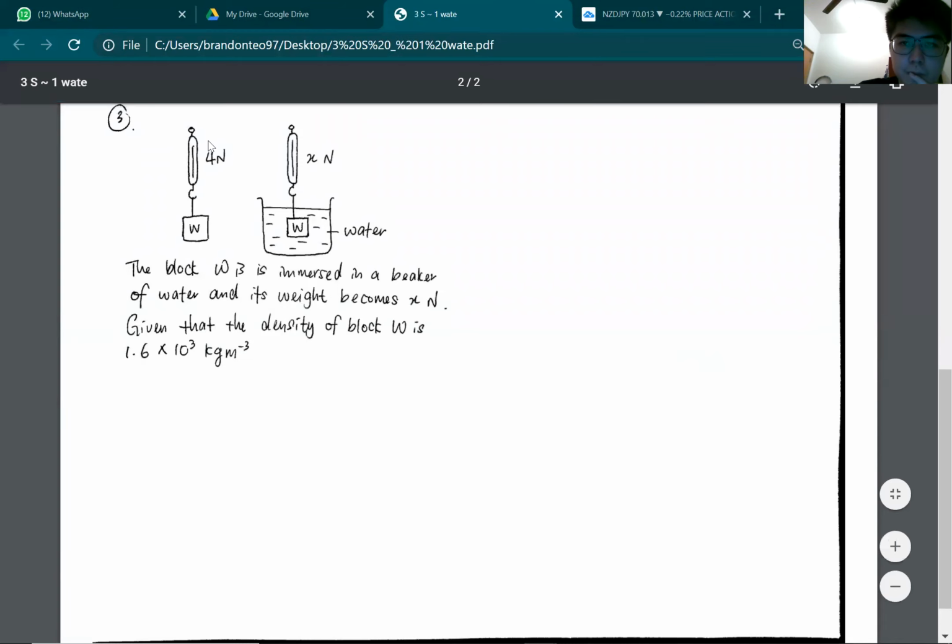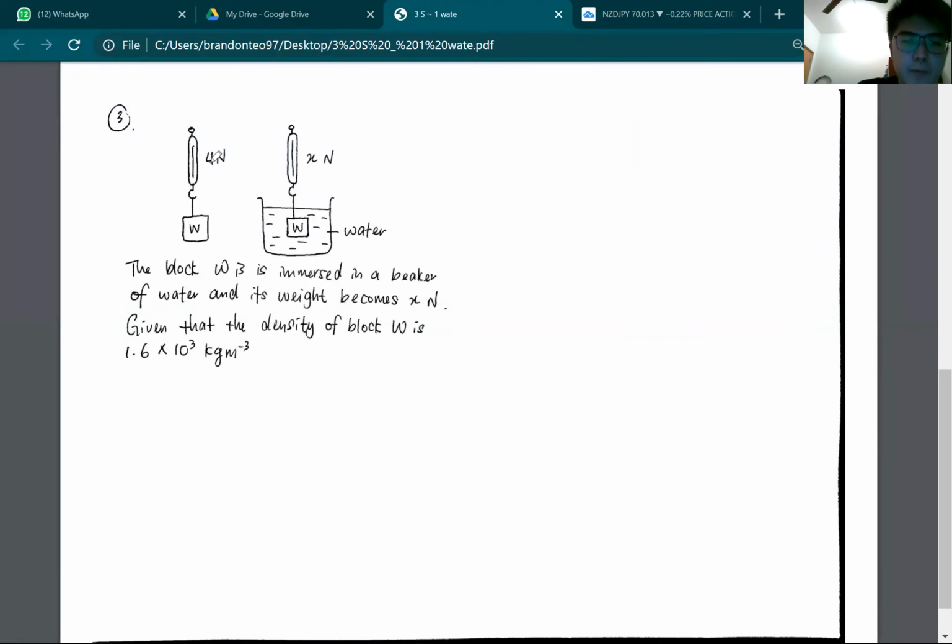Okay, this one. Okay, here you have a diagram. Familiar with this diagram. So you have the actual weight and then the apparent weight is unknown. The block W is immersed in a beaker of water and its weight becomes X newtons, given that the density of the block is this one.